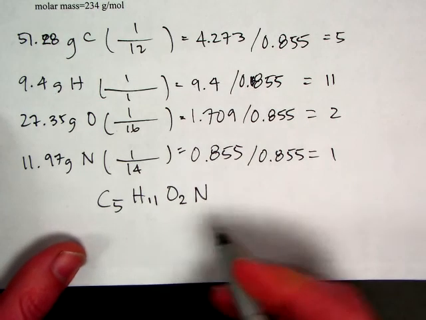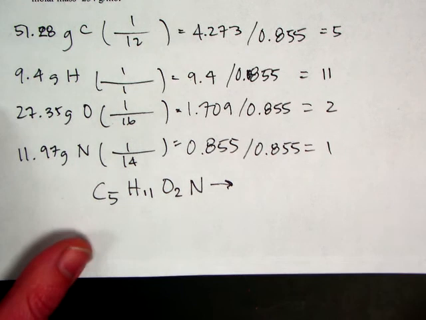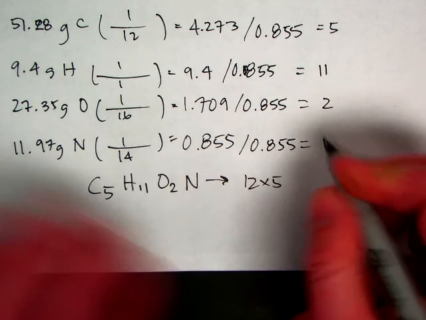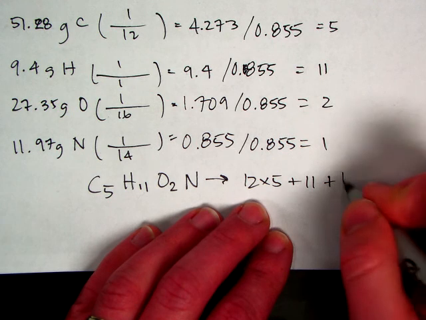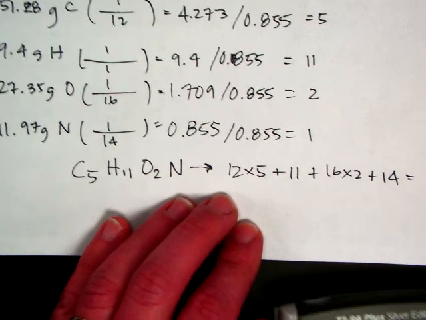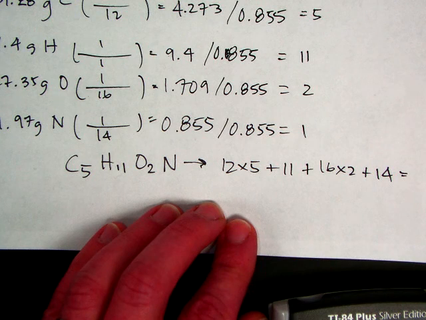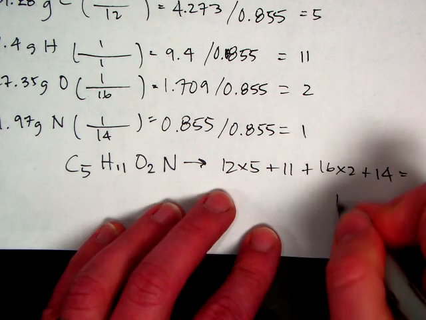We want the molecular formula. So now we have to add up this molar mass, like you regularly would for the molar mass. So that would be 12 times 5 for carbon, for hydrogen is 11, for oxygen is 16 times 2, and for nitrogen, it's 14. So that equals 12 times 5 plus 11 plus 16 times 2 plus 14, 117.